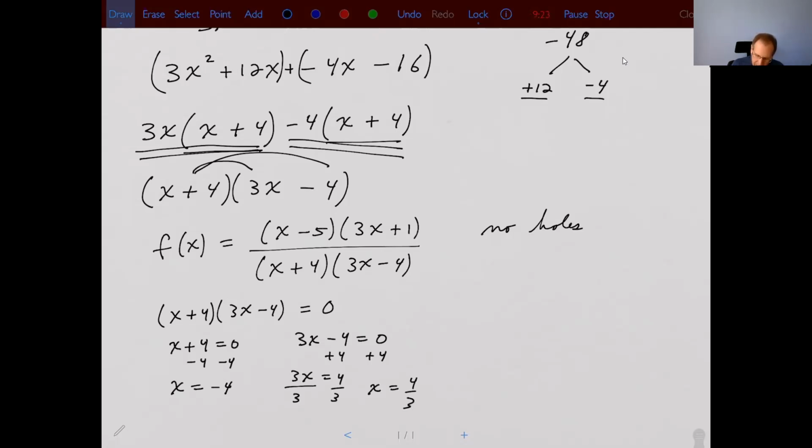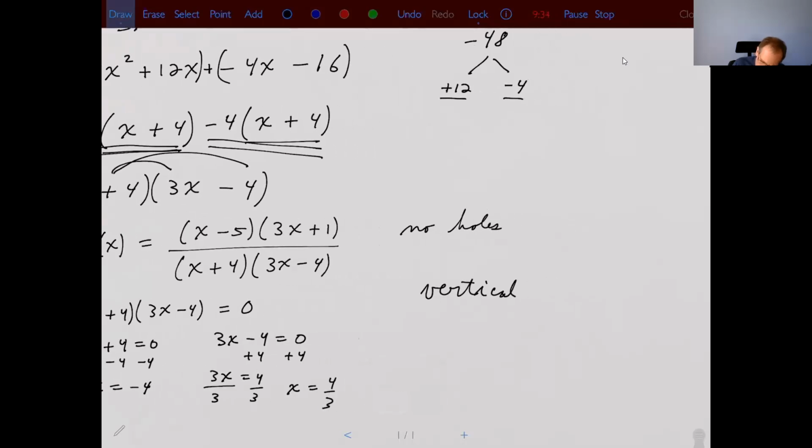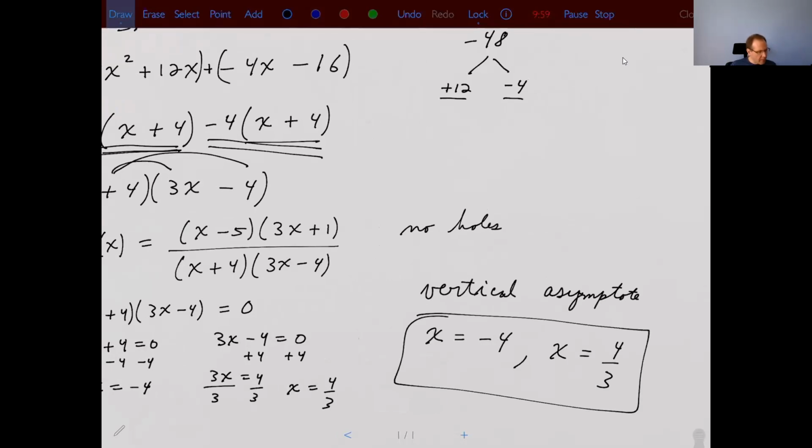So that means I have a vertical asymptote at two locations. The line x equals negative 4 is a vertical asymptote, and also the line x equals 4/3 is a vertical asymptote. Okay, let me plot this graph and show you this.